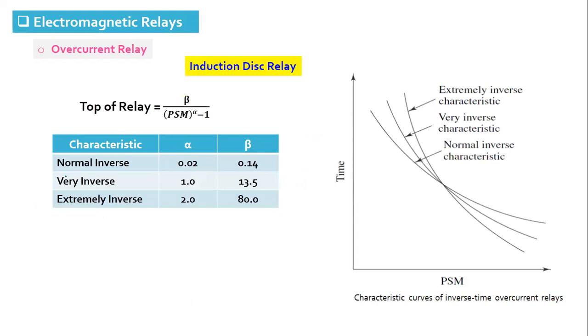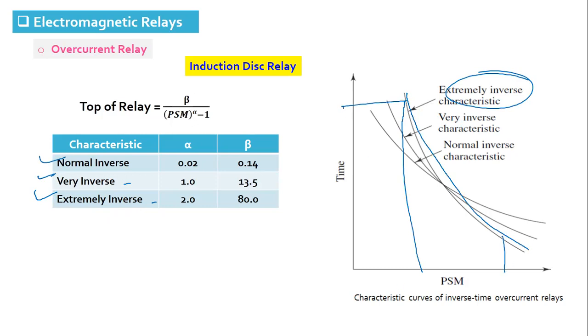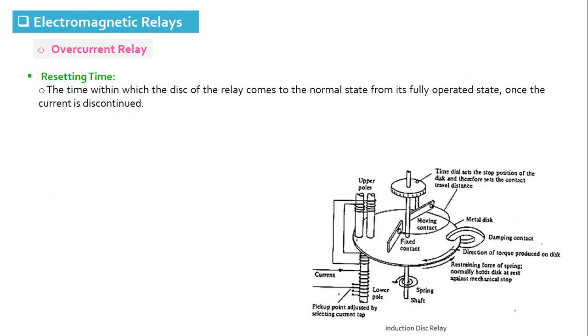Apart from the normal inverse characteristic, there are two other characteristics of this relay which are also used, called the very inverse and extremely inverse. Very inverse characteristic is steeper than normal inverse, and extremely inverse is one degree steeper than very inverse. You can see the extremely inverse characteristic has high time for low current and low time for high current. We have seen its application in radial feeder protection.